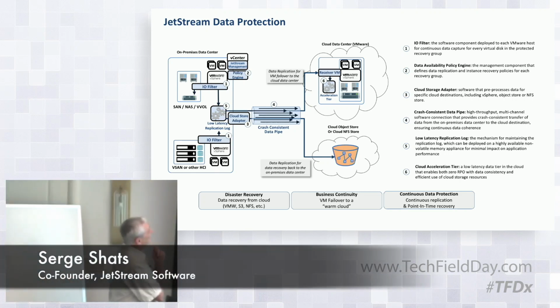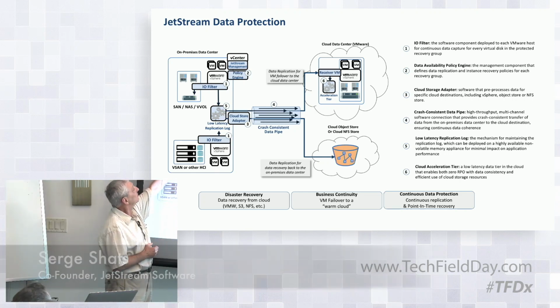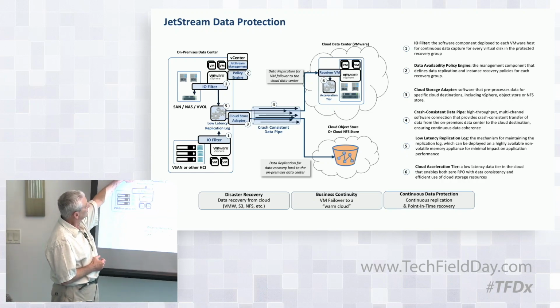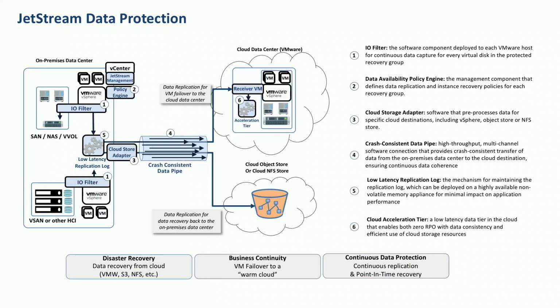Let me tell you how it actually works. A VM issues IO, we intercept it here, and after that we write it into a low latency replication log. And on top of this, there is a software module that we call the logger, and this logger inserts into the metadata, so data and metadata, a sequence number. This sequence number is across all virtual machines and all virtual disks that belong to the recovery group.